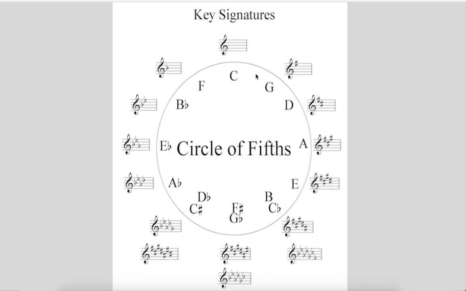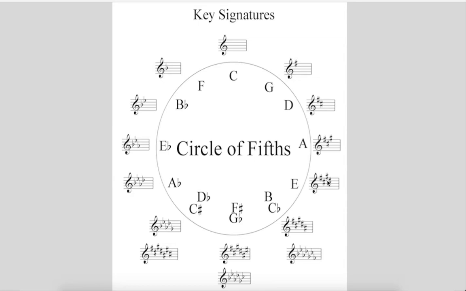Now, before we go any further, let's look at some of the interesting things that pop up when we do this. What happens is when we go to the right and we go around the circle, we always add 1 accidental, right? 0 accidentals, 1 sharp, 2 sharps, 3 sharps, 4 sharps.